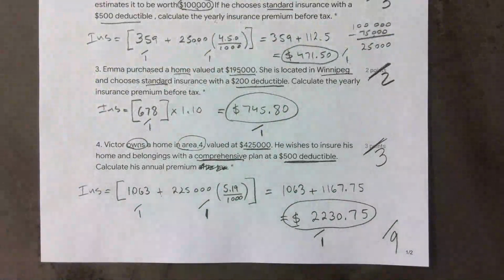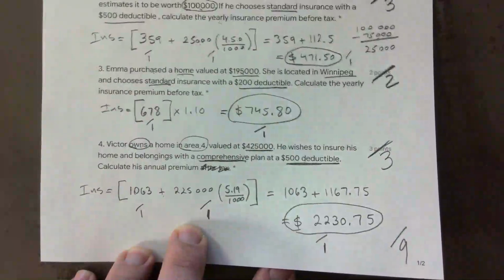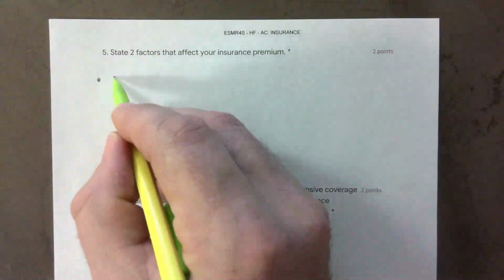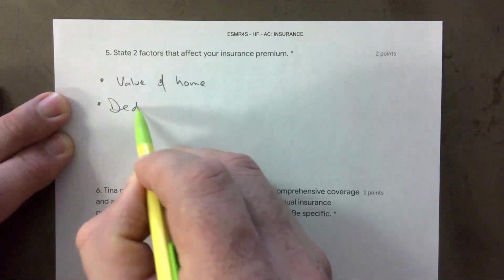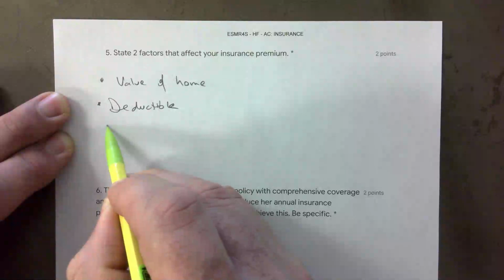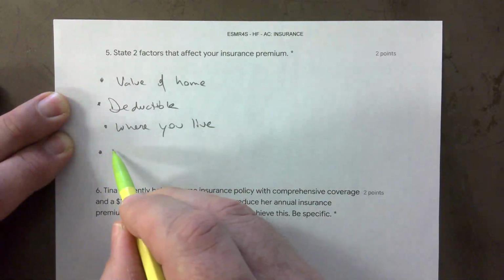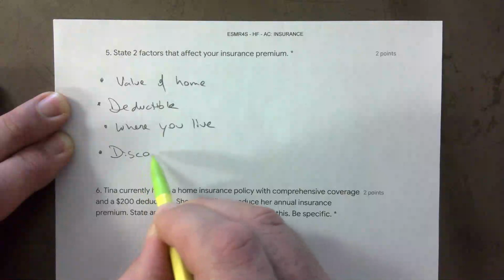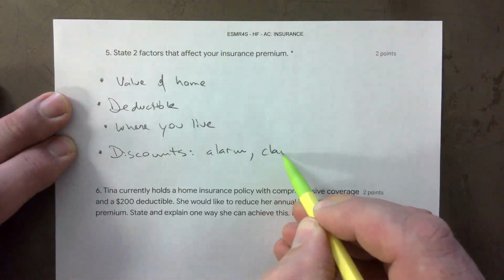Remember, the table is provided if you need the table for insurance purposes. And these are all yearly premiums, yearly amounts. Okay. Backside, state 2 factors that affect your insurance. If you were somewhat paying attention today, you should have known, right? Value of home, your deductible, where you live, any discounts, alarm, claim free.